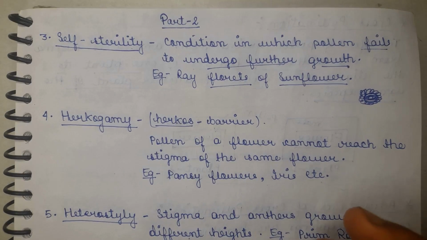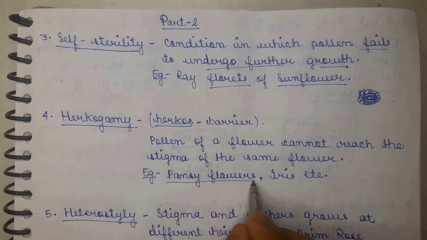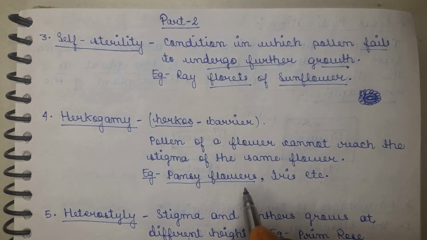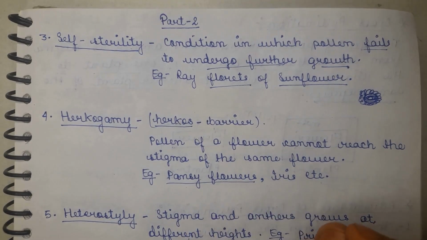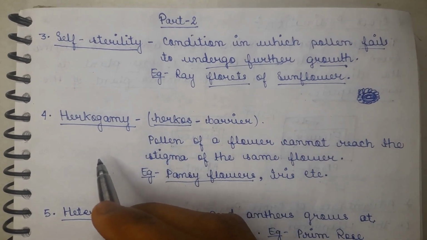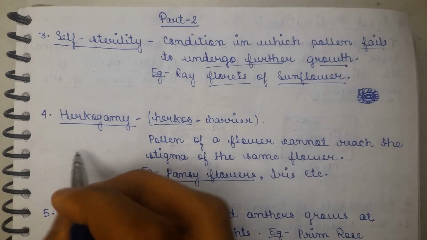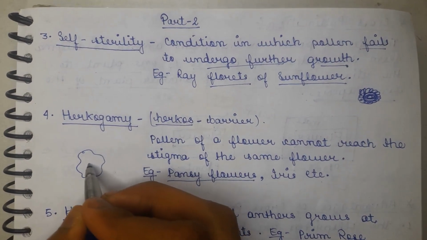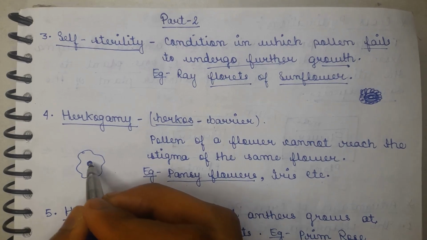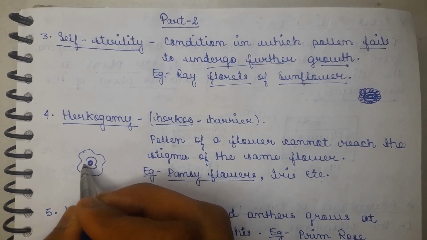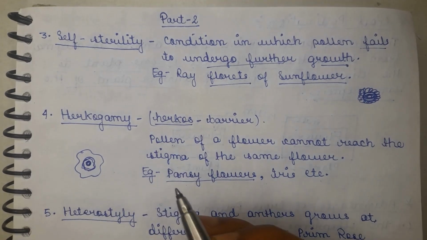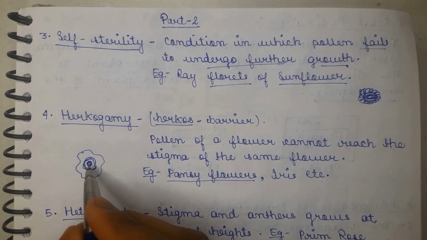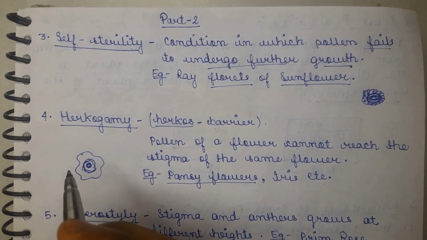of the same flower. For example, take a pansy flower, these are basically brightly colored small flowers. They have a hood covering the stigma, which acts as a mechanical barrier in pansy flowers. Basically these barriers avoid self pollination. The flower looks like this: this is the center part, basically the stigma, and above it is covered by a hood-like structure, and this covering prevents pollen grains from entering the stigma and doing pollination.